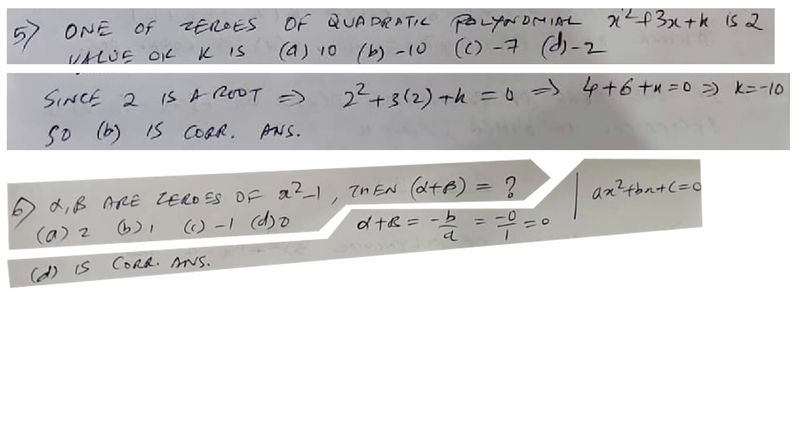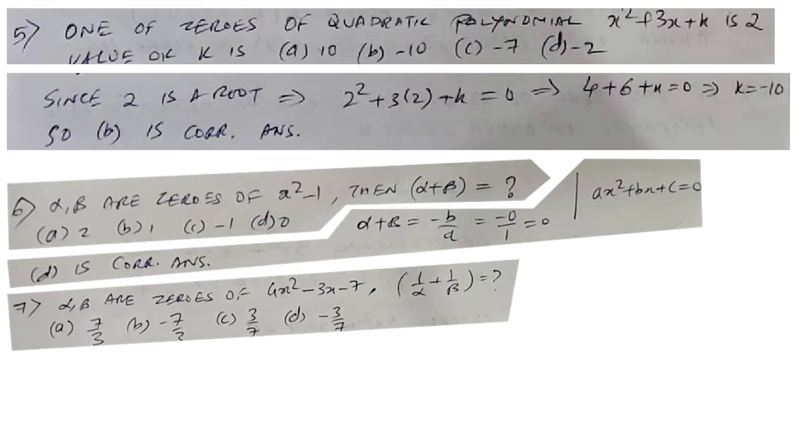Okay. Remember, our quadratic equation is of the form ax squared plus bx plus c is equal to 0. In our case, alpha plus beta, we know that it is minus b by a. The sum of the roots or sum of the zeros we know is minus b by a. But in our case, in x squared minus 1, there is no x term, which means the b term is 0. So minus 0 divided by a, in our case a is 1 because x squared has a coefficient of 1. So minus 0 by 1 equal to 0. So D is the correct answer.